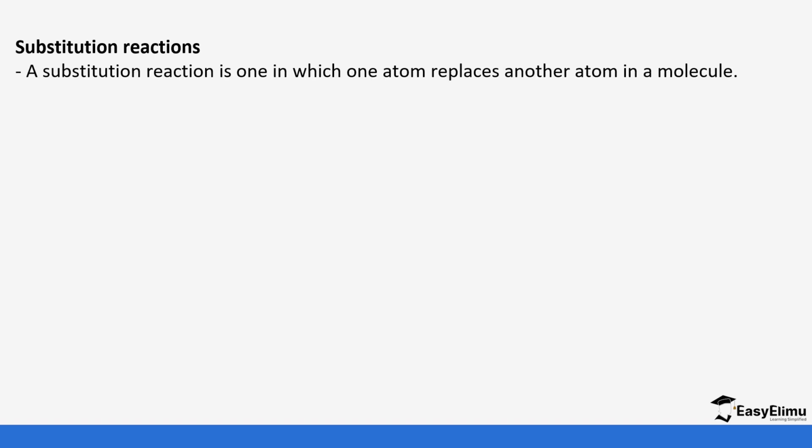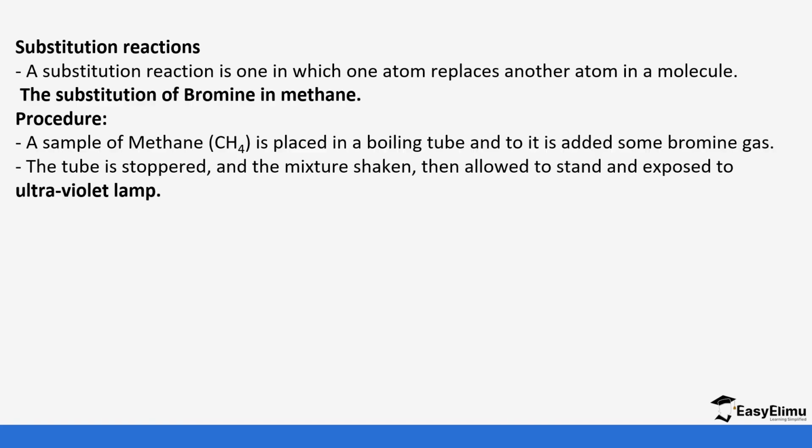A substitution reaction is when one atom replaces another atom in a molecule. An example of a substitution reaction is a reaction of bromine with methane. Yes, initially we say that it does not decolorize, but this reaction can actually occur in the presence of sunlight. So a small amount of methane is placed in a boiling tube and some bromine gas is bubbled into it. The tube is stoppered and the mixture shaken, and then it's allowed to stand and exposed to an ultraviolet lamp.